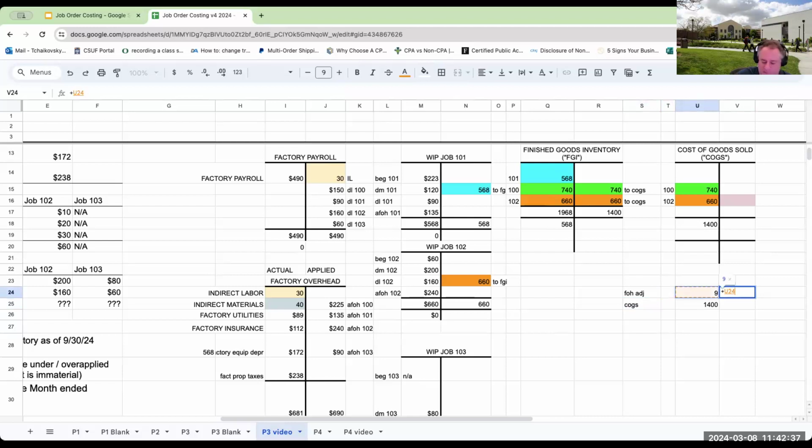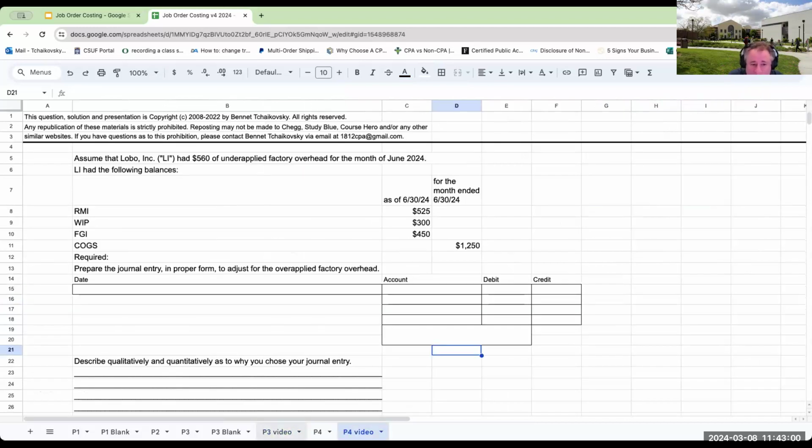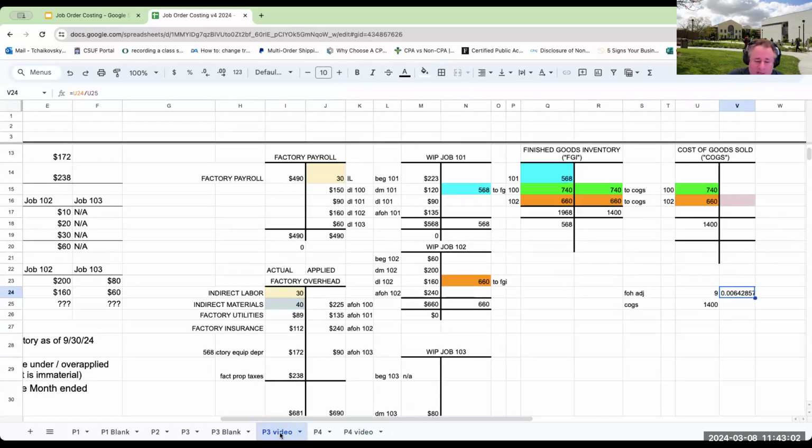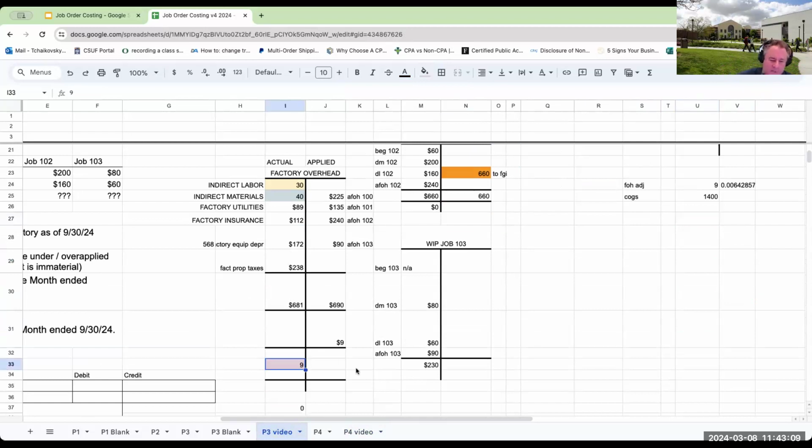When I look at this over here, this amount is less than 1%. Because it is immaterial, meaning it's generally going to be below 5%, we just go ahead and post this. Now, if you're taking my class, you're not going to have to do this computation. Why? Because I'm going to give you a separate question that has a materially significant amount of under or over applied factory overhead.